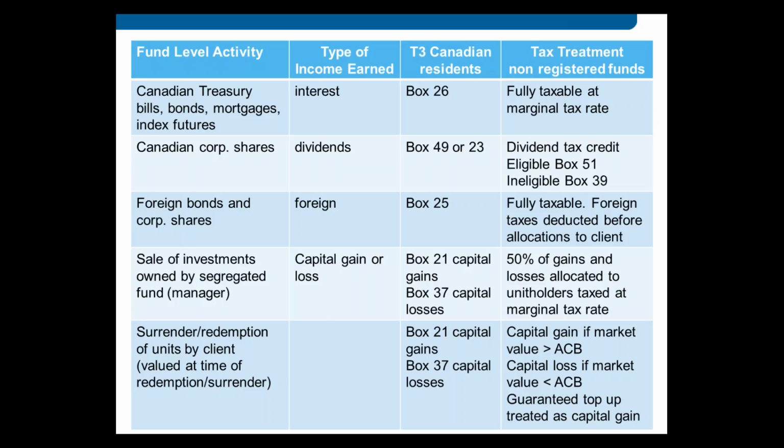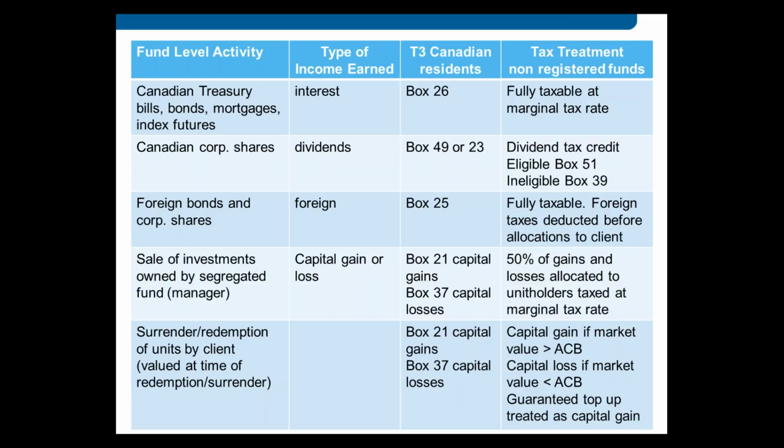When you're looking at a sale of an investment that's owned by a segregated fund, by the manager, not by the client, that can trigger a capital gain or a loss. And it's reflected if it's a capital gain in box 21. If it's a capital loss, it gets reflected in box 37. And remember that 50% of those gains and losses are allocated to the unit holders, and again is taxed at their marginal tax rate.